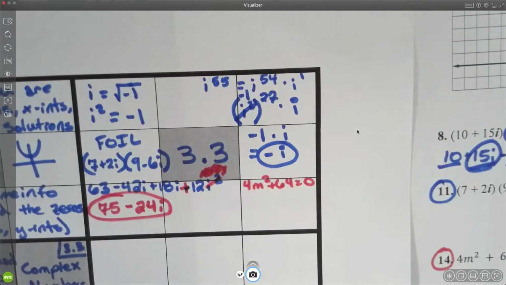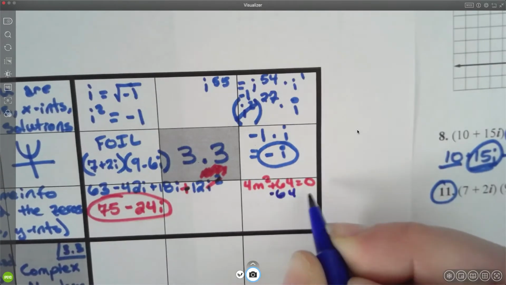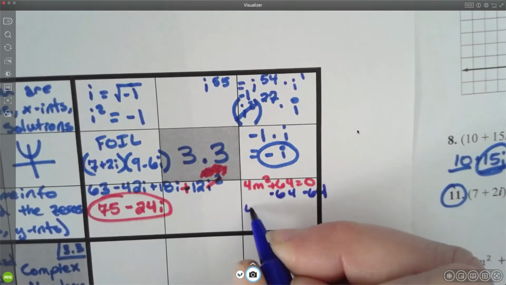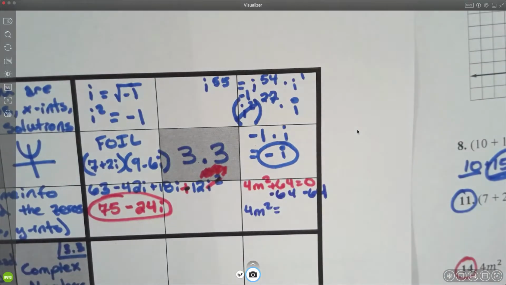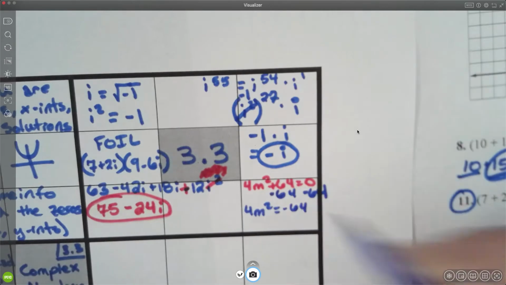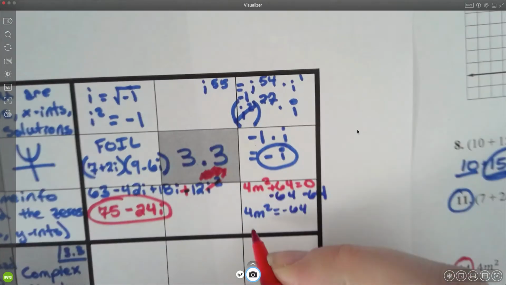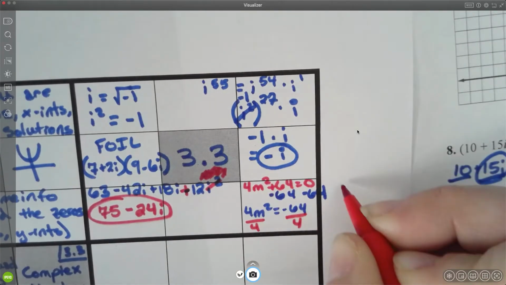So how do I solve for m? I had a student, Marcus, who wanted to use the quadratic formula, negative b plus or minus and so on. I said you can use that, but this is faster. Get m by itself. Can you get m by itself? Yes, subtract 64. 4m squared equals 0 minus 64, which is negative 64. And then what? Divide by 4. So m squared equals what?